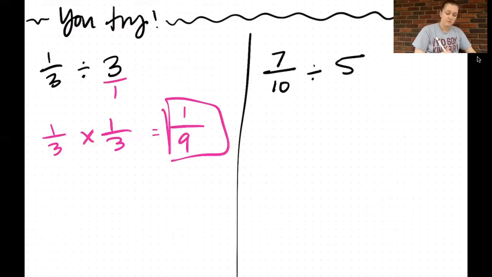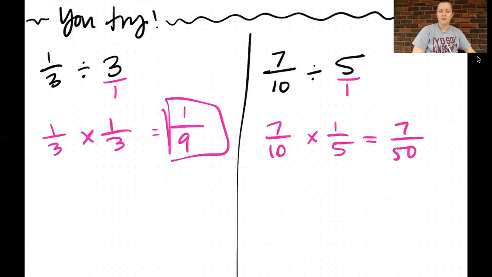So now let's do the other one. 7/10 stays the same. And I'm multiplying by the reciprocal of 5 wholes, which is 1/5. 7 times 1 is 7. 10 times 5 is 50. So I'm asking myself, can I simplify this?